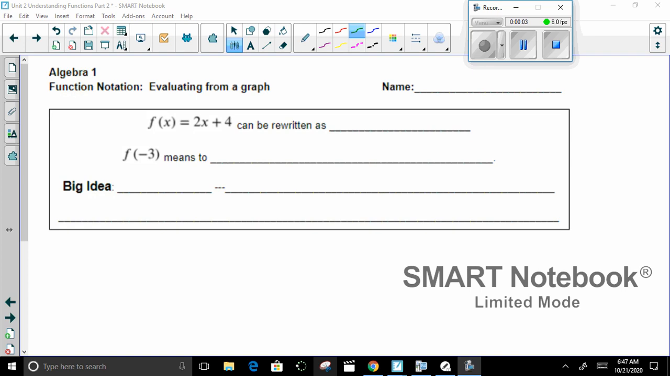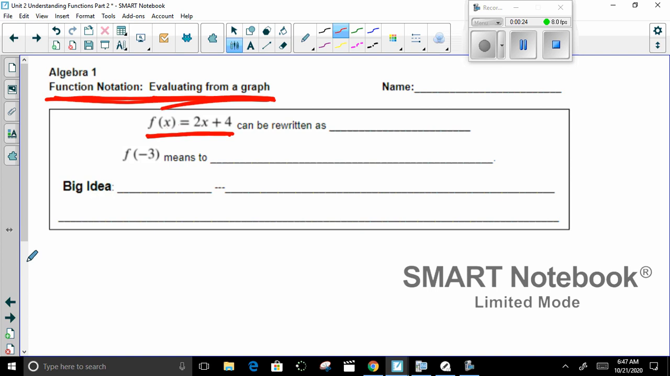Hey y'all, we're going to do a little bit more on function notation and evaluating from a graph. You'll look at a little bit more function notation and evaluating from the actual function equation when you get working on Khan Academy, but we'll refresh it in the beginning, but mainly we're going to look at evaluating from a graph.